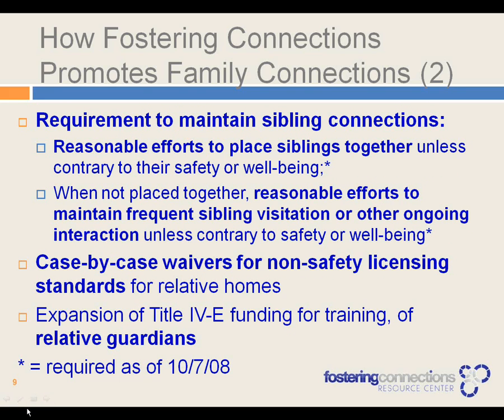Another important provision in the legislation was the requirement for the first time in federal law that reasonable efforts be made to place siblings together, or at least connected in care, when it's contrary to the child's safety or well-being to place them in the same home. The law specifically talks about frequent visitation or other ongoing interaction when placements together aren't possible.